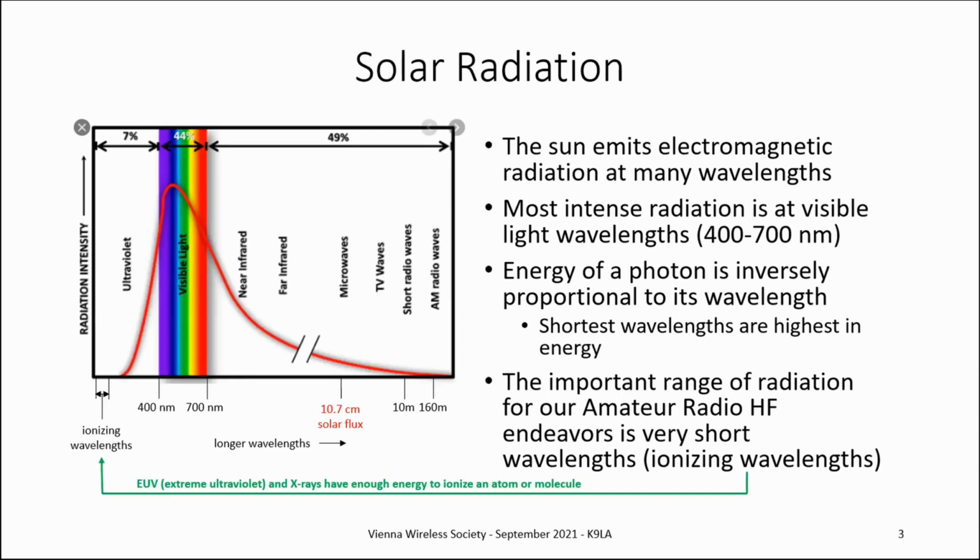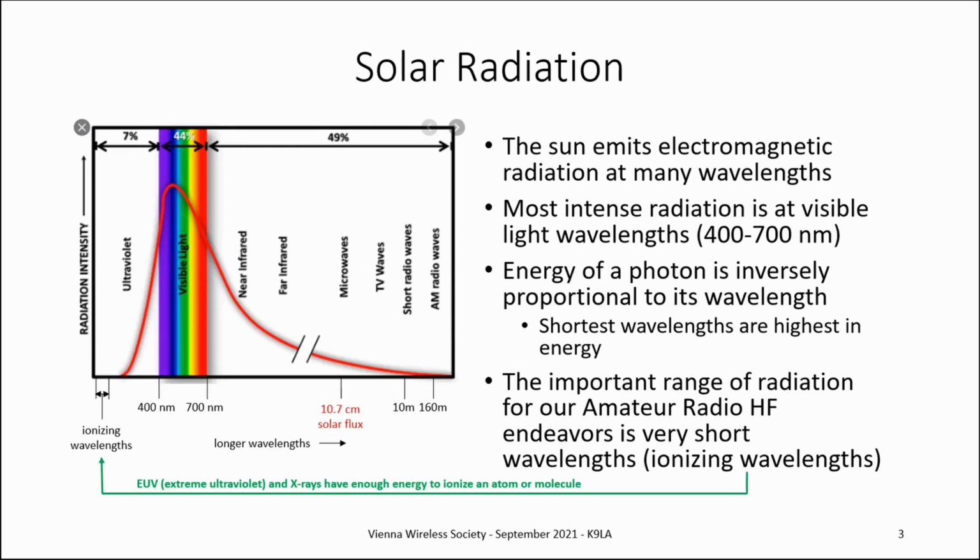So solar radiation: the sun emits electromagnetic radiation at many wavelengths, and that's what that graph on the left shows. It goes from very short wavelengths to very long wavelengths. The most intense radiation is at visible light wavelengths, and of course that's why our eyes are sensitive to 400 to 700 nanometers.